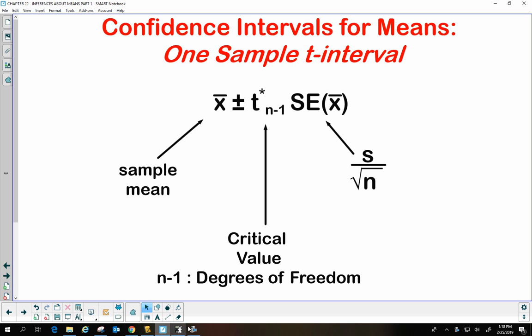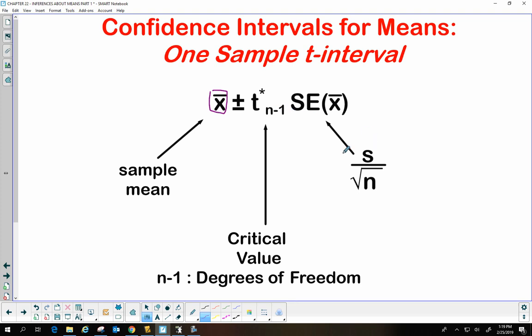It's been a little while, but remember that the symbol for a sample mean is x bar. That represents the mean of a sample. We have t star, which is like a z star. It's a critical value, but it's associated with a t curve instead of a completely normal curve. We're going to need to know the degrees of freedom, which is n minus 1, your sample size minus 1.